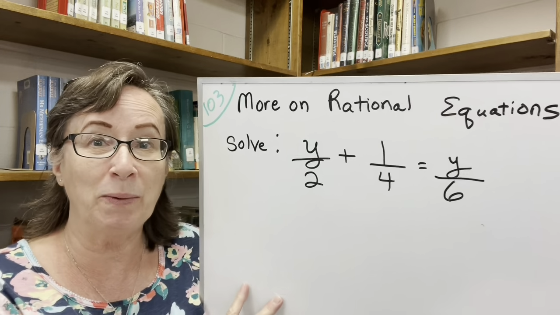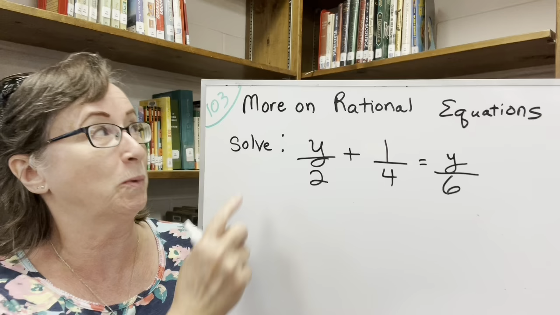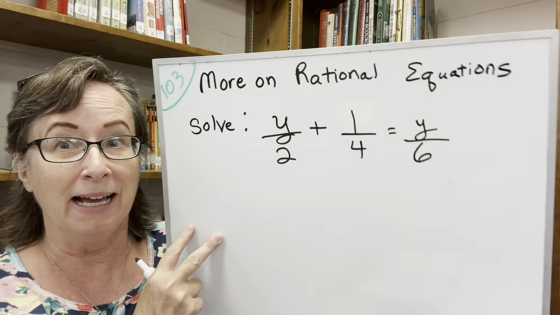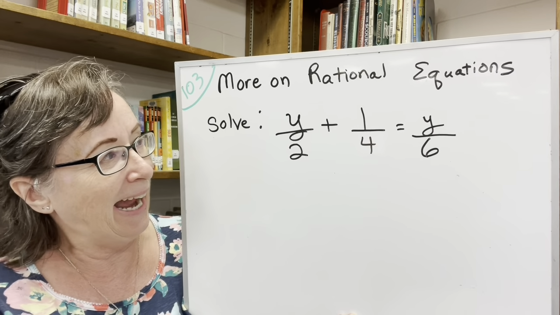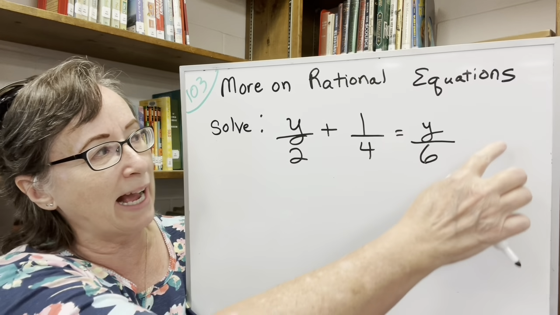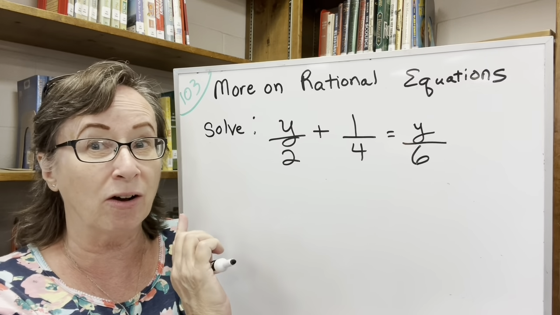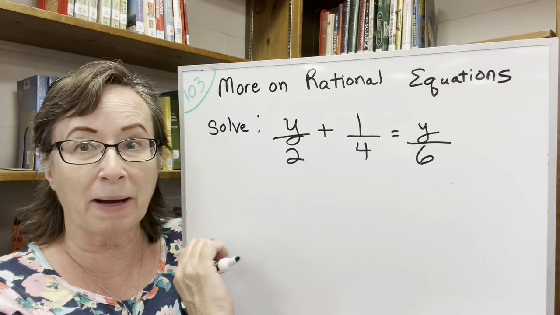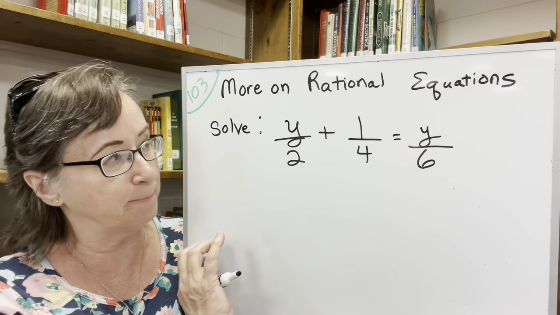And today we are here talking more on rational equations. We're on lesson 103, clicking down the lessons till the end of the book. And when we're talking about rational equations, we've already talked about them a little bit, but now we're going to talk about how to solve them as they get a little bit more complicated.